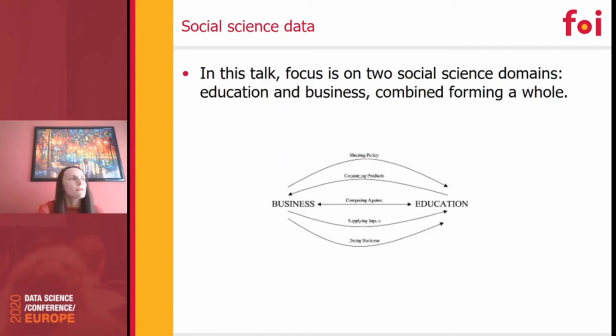In this talk, the focus is on two social science domains, education and business, because if we take a deeper look at those two domains, they combine to form a whole. Types of influence include business using the outputs of school, supplying inputs to school, shaping educational policy at various levels, and also distributing wealth in ways that directly and indirectly affect education. So this is the reason for focusing on these two domains.